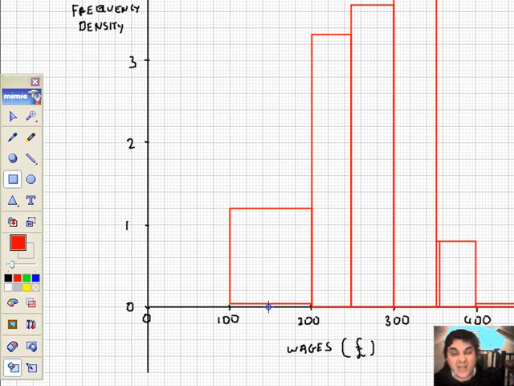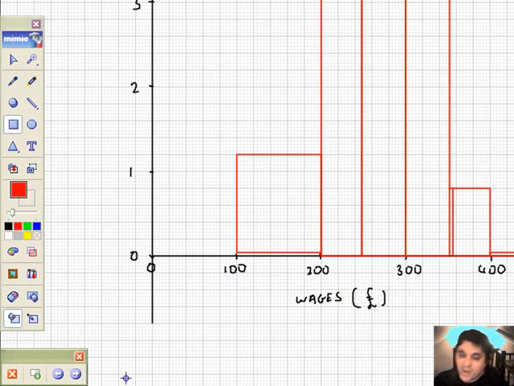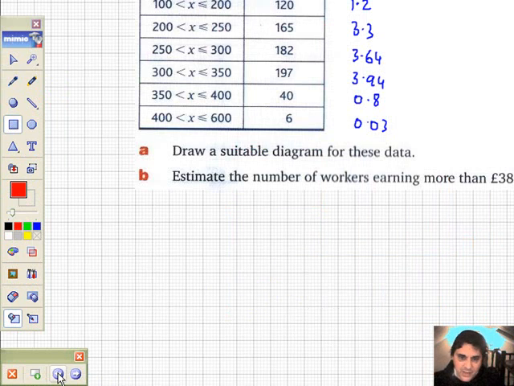Anyway, so that's it. Unequal bar width, definitely. And also we've got some very unusual shape of bars. But that's effectively your histogram with unequal bar widths. Let's see if there's a question with that.